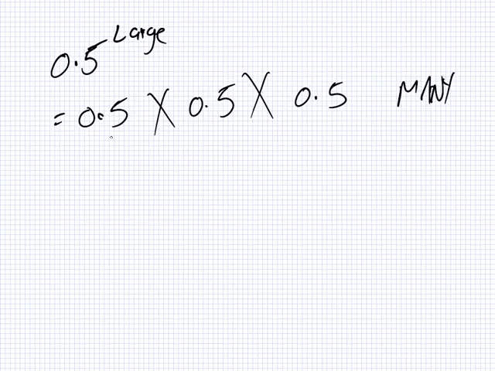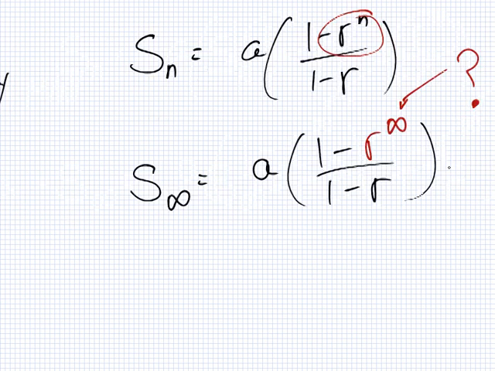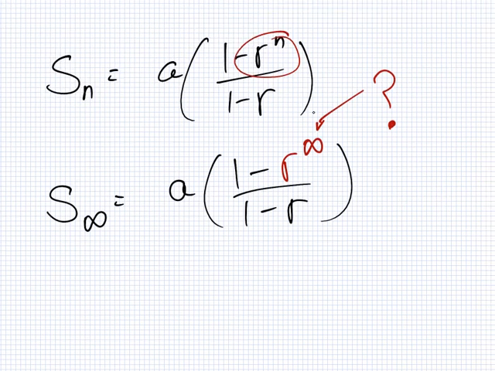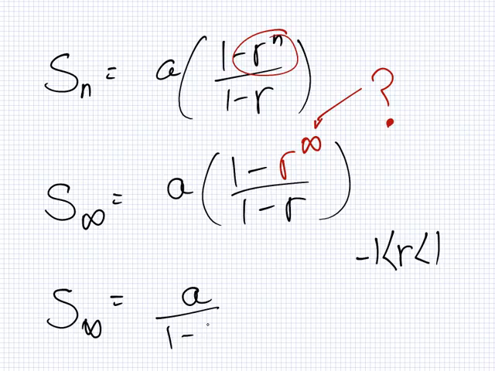Each time you multiply by 0.5, do you get bigger or smaller? Smaller. And if we have 2 to a large power, what's it going to be? It's going to be large as well. So, as long as the r is small, and by small I mean between -1 and 1, then we have this formula for the infinite sum, a over 1 minus r.